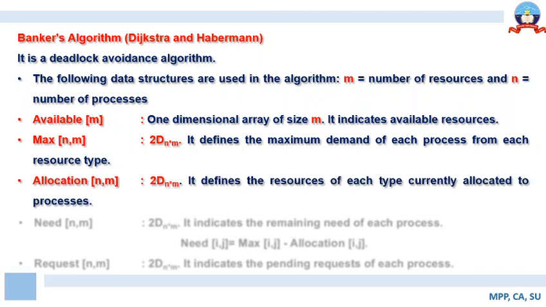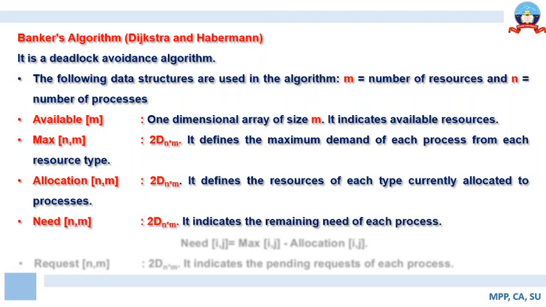Now you have Allocation[n][m]. Allocation is again a two-dimensional array of n cross m that defines the resources of each type currently allocated to each process. So Max defines the maximum demand of each process, whereas Allocation defines the resources of each type currently being allocated to the processes that are there in the process set.